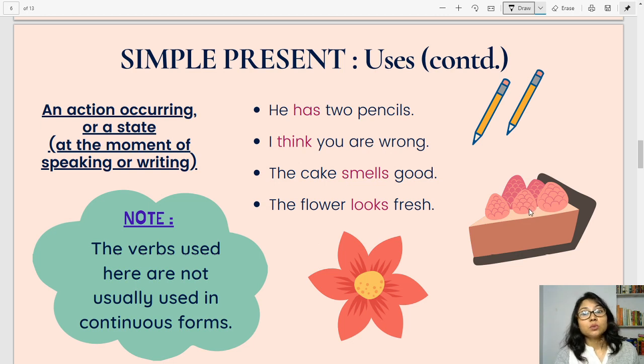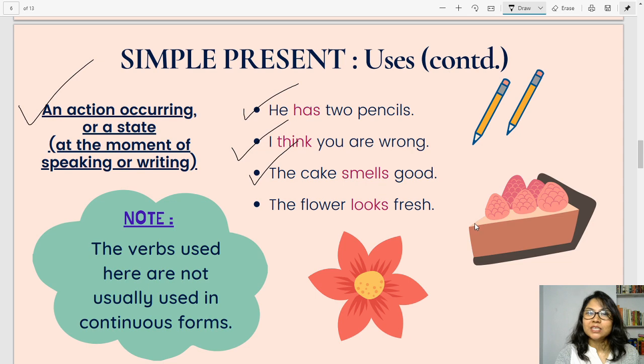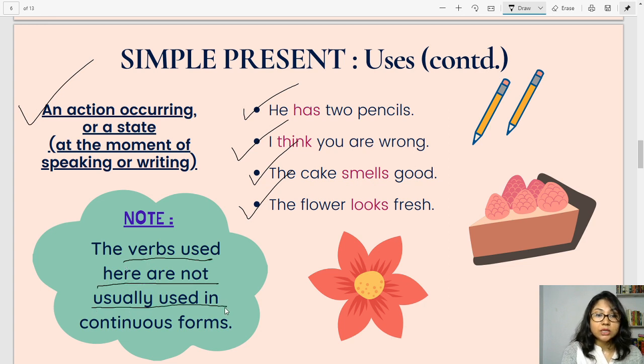Now, this is a very important one. An action occurring or a state at the moment of speaking or writing. Let us look at the examples to understand. He has 2 pencils. I think you are wrong. The cake smells good. Yummy. The flower looks fresh. See, all these verbs, they are used in present tense. Note it. The verbs used here are not usually used in continuous forms. Okay? Further clarification, let's move on to the next slide.